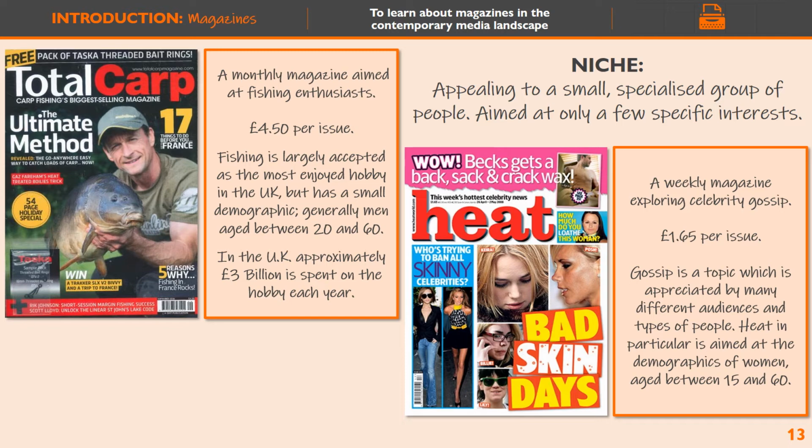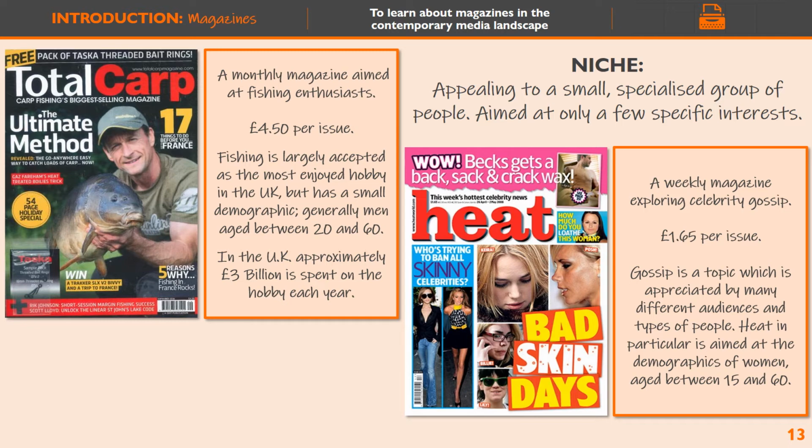On the right hand side we have Heat magazine, which is a weekly magazine and costs about £1.65 an issue. Gossip is a topic which is appreciated by many different audiences and different types of people, but Heat in particular is aimed at the demographics of women aged between about 15 and 60.